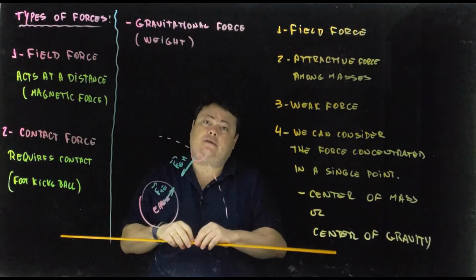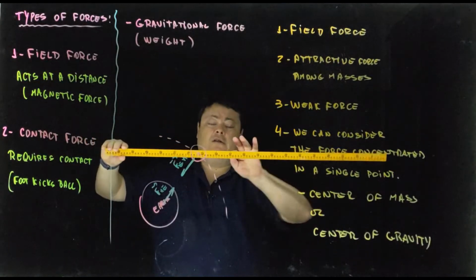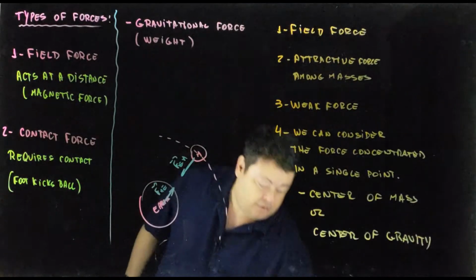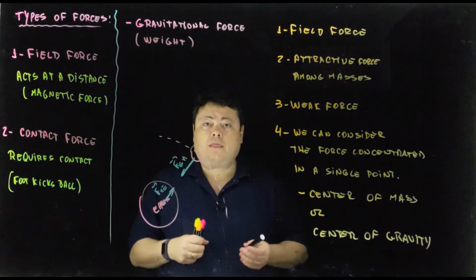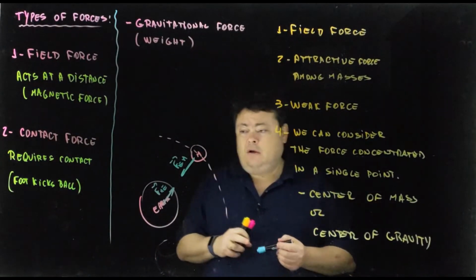If the object has a regular geometric shape and uniform density, the center of mass is actually located in the geometric center of the object. Okay? Now, one thing I would like to discuss is this.